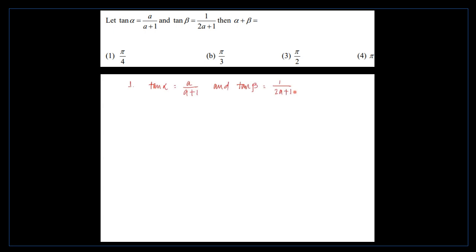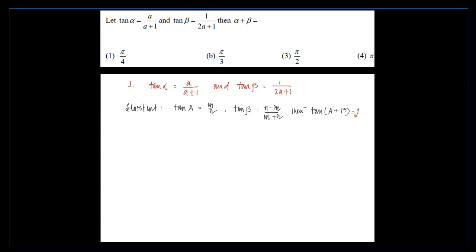Now, while finding alpha plus beta, we'll apply a shortcut. The shortcut, which you have to keep in mind always, is that if tan A is given as m by n, and tan B is given by n minus m by m plus n, then tan of A plus B will be equal to 1.